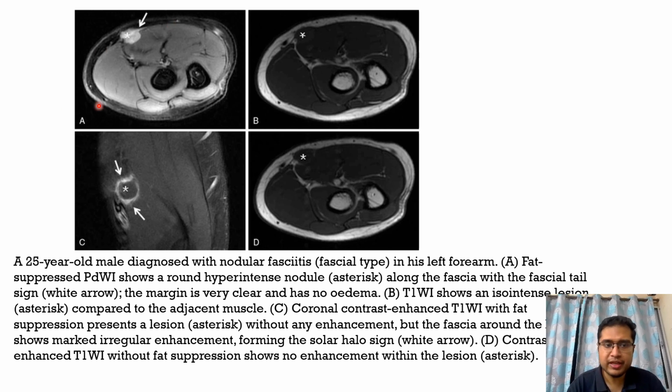On this first image we can see a fat suppressed PD sequence where there is a round hyperintense nodule along the fascia with a fascial tail sign. This is called a fascial tail sign, typical for the diagnosis of nodular fasciitis. This is one sign that is seen in the fascial type. The other sign that we encountered is the enhancement pattern that is typically seen on these coronal images. This is called a solar halo sign, that peripheral enhancement that is seen on these coronal images.